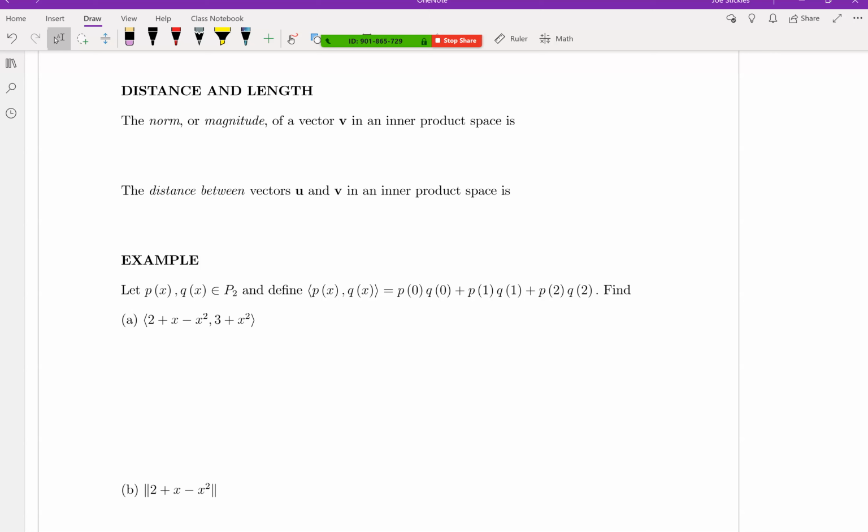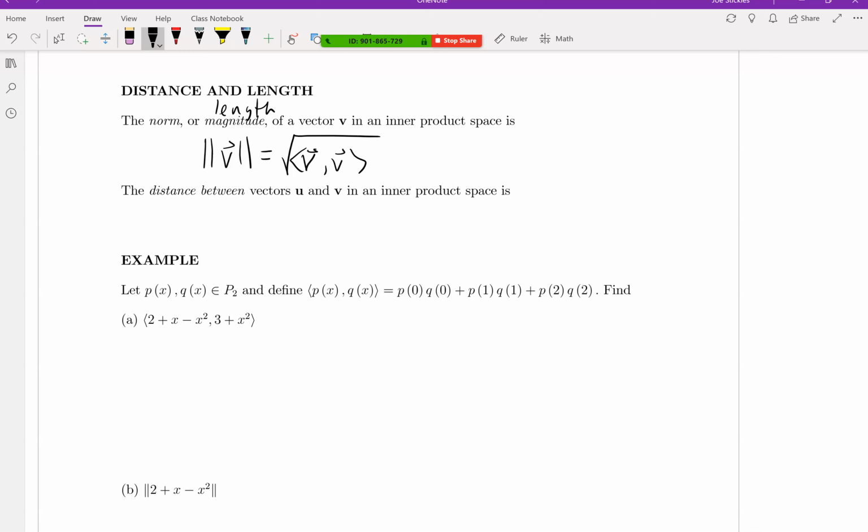All right, so the norm of a vector, or the magnitude of a vector, or another word would be the length of the vector. As far as inner product spaces, those all three words mean the same thing. Norm, magnitude, length, all of those are essentially the exact same word. We denote this with what looks like a double absolute value sign. And the definition is the square root of the inner product of the vector with itself.